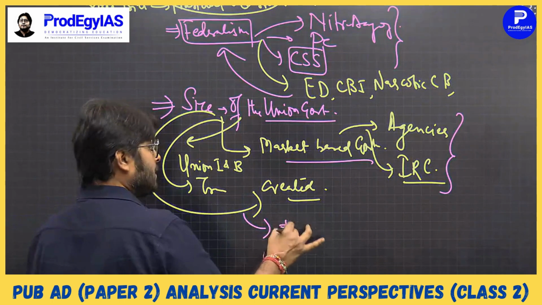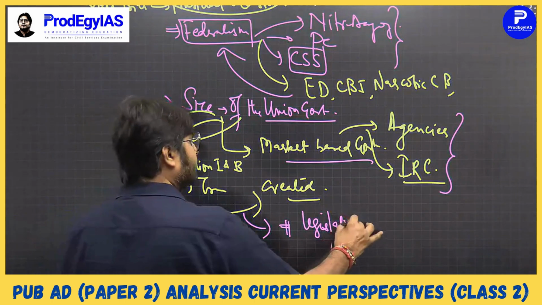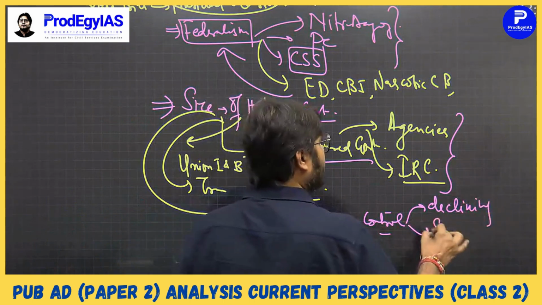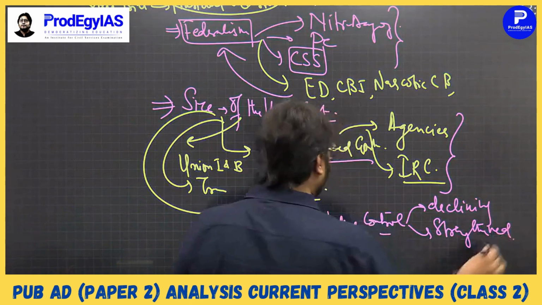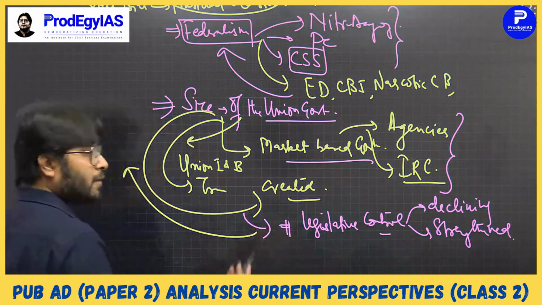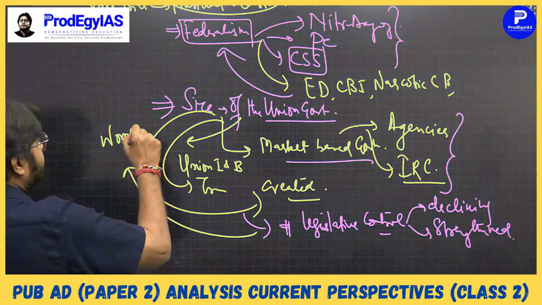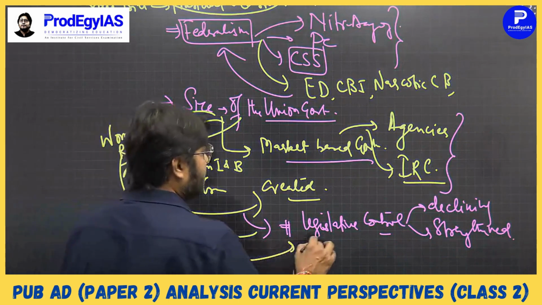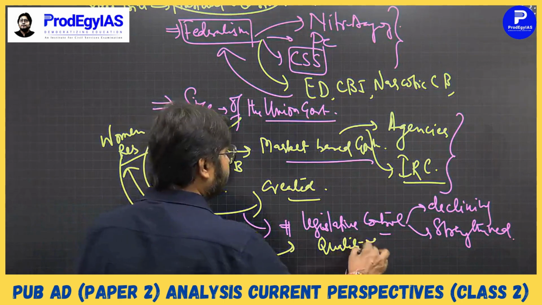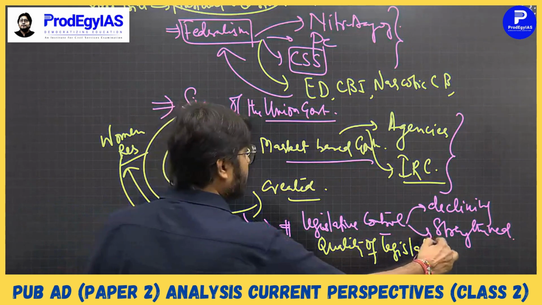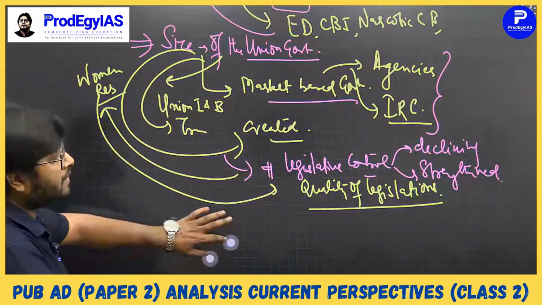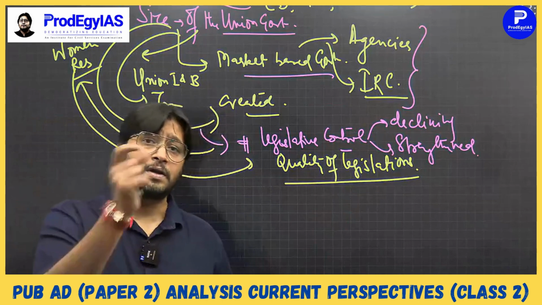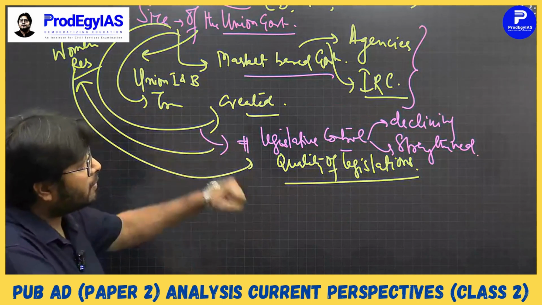Then how legislative control, right, is declining or strengthened. Both the views can come, right? Especially Nari Vandan law or women reservation. So increasing percentage of women in parliament, will that be able to influence the quality of legislations? This is equally important for general studies as well, right? So will it impact the quality of legislations? Will it improve the legislative control over executive? Will it improve the quality of accountability of executive towards the legislature? So these are the ideas around which a lot of questions can be designed.